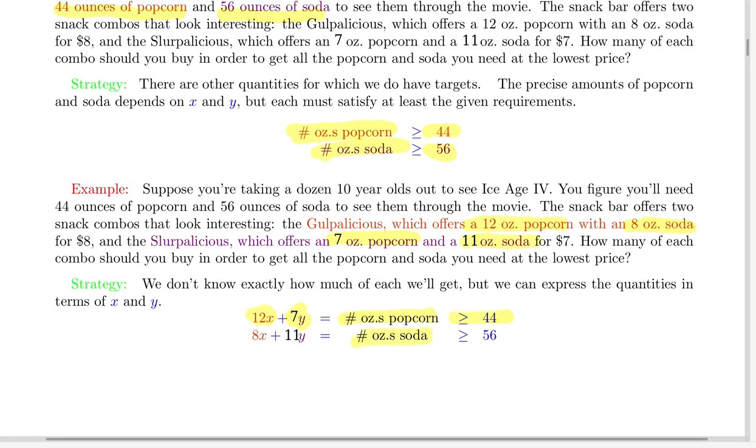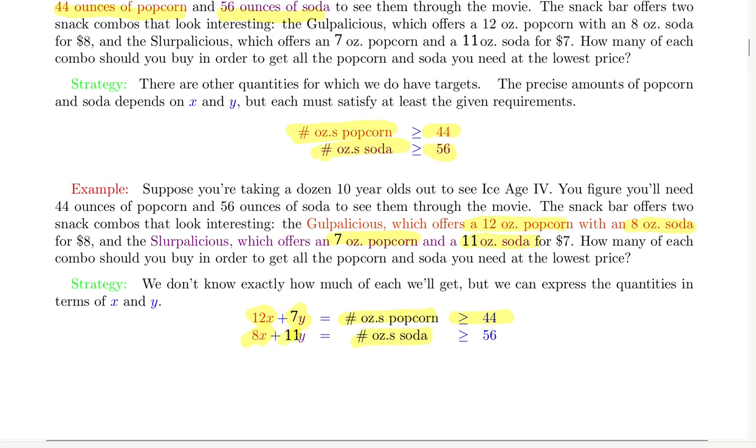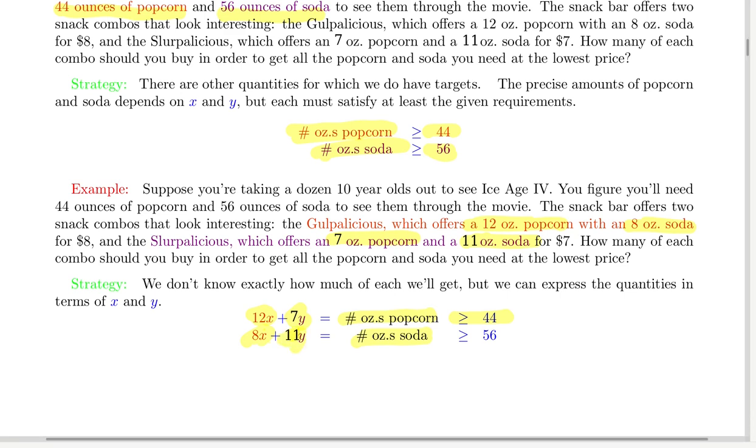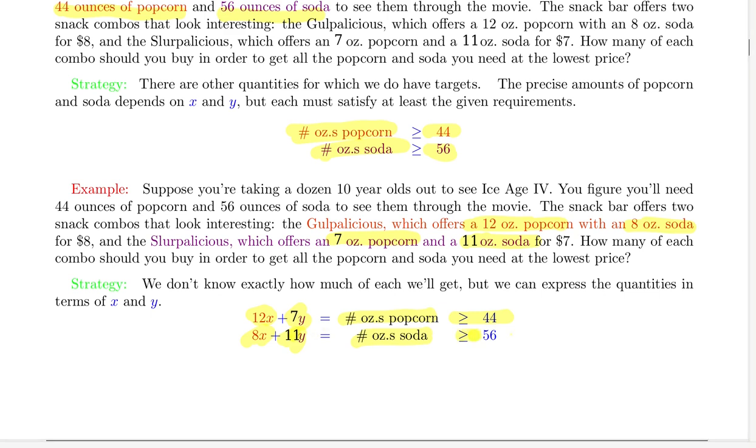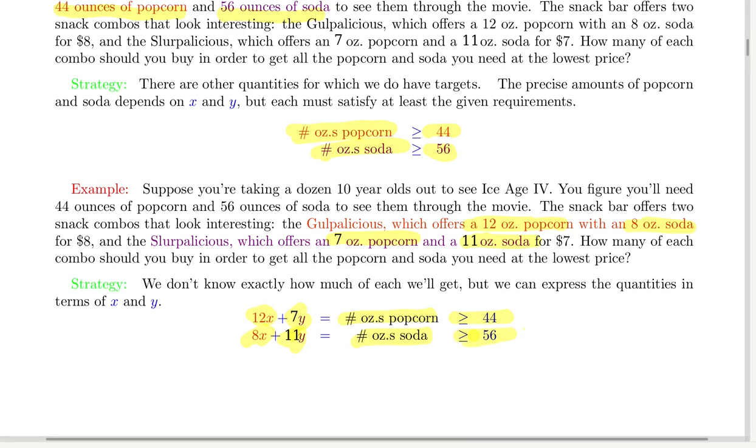The total number of ounces of soda is going to be 8x plus 11y for a similar reason. There's 8 ounces of soda in each Gulpalicious and, I'm sorry, 11 ounces of soda in each Slurpalicious, right? And that has to be at least equal to 56. Notice that these are inequalities, so the constraints are always weak inequalities. Weak meaning that they're less than or equal to or greater than or equal to, right? In these linear programming problems, the constraints are always expressed as weak inequalities.